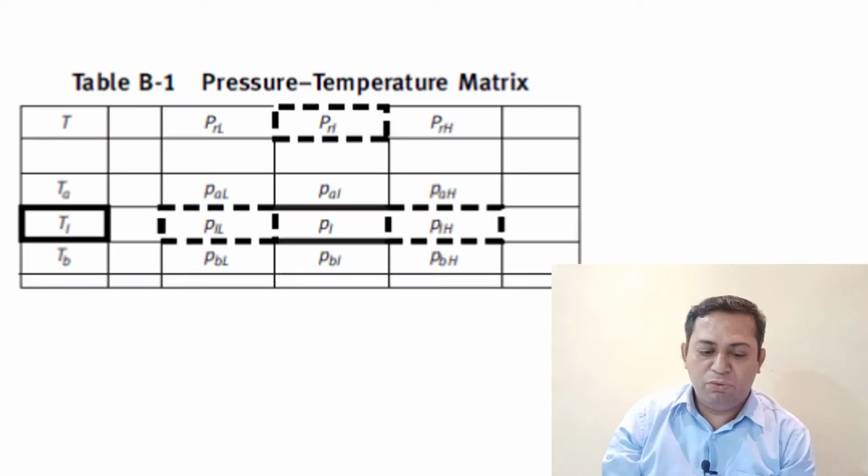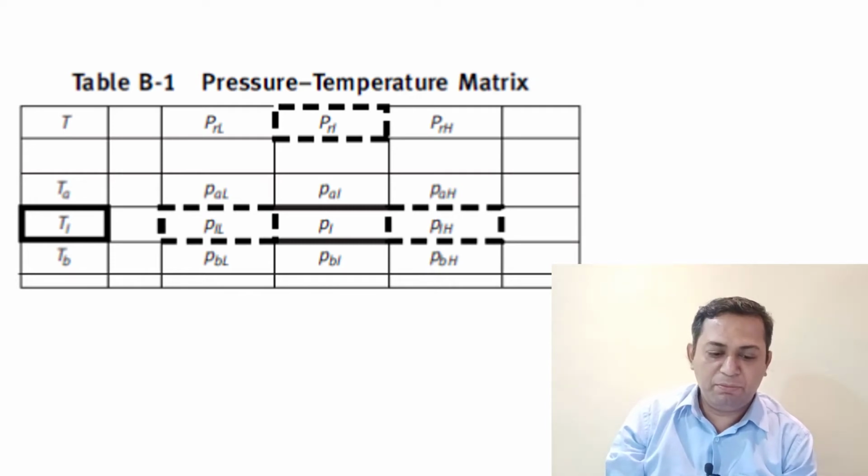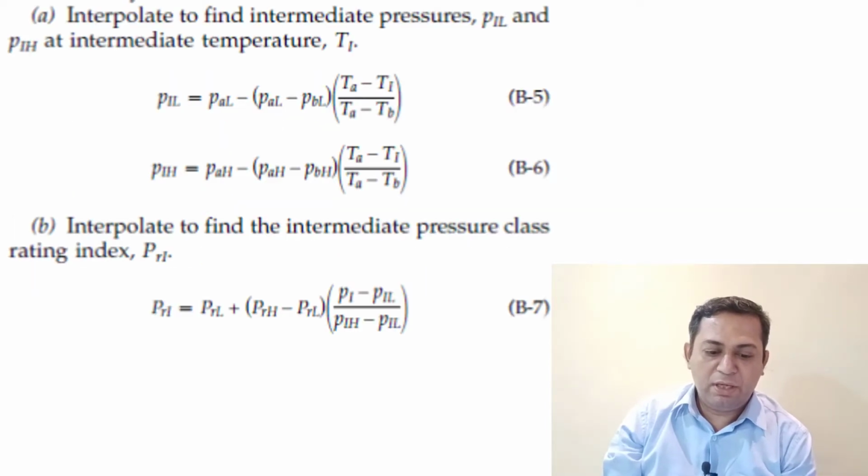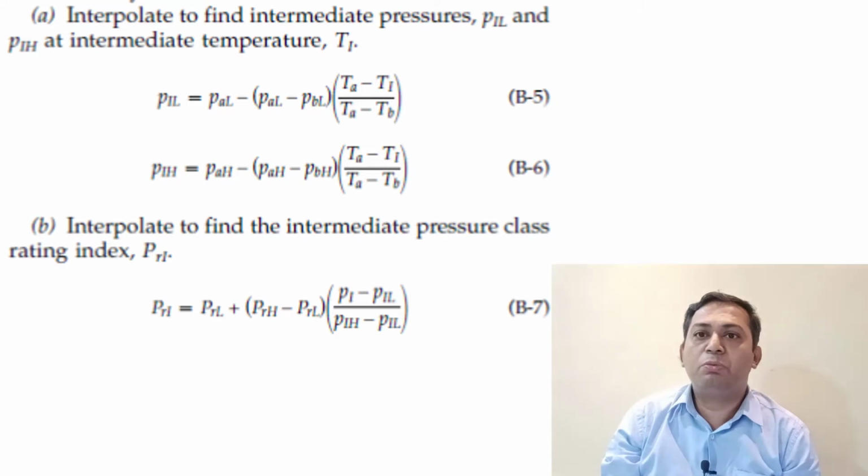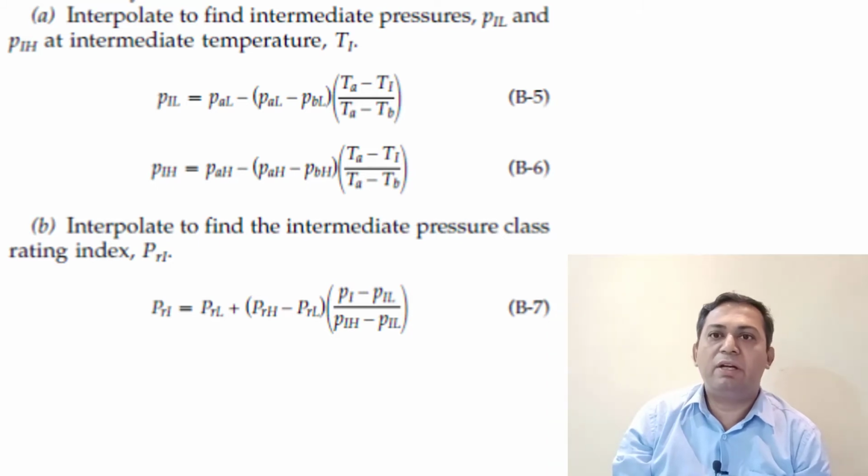Now, if you go to a separate annexure in B16.34, they have given the pressure temperature matrix as you can see on the screen, and there are formulas given. There are three formulas given. One is to find out the pressures between 1500 and 2500, the intermediate between the two.